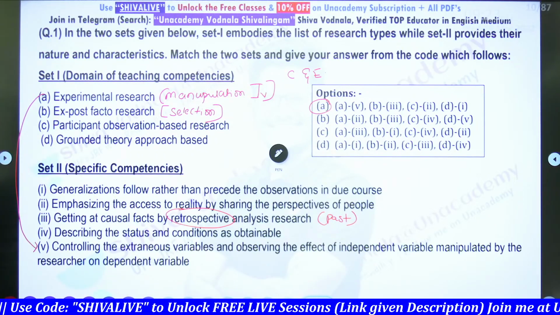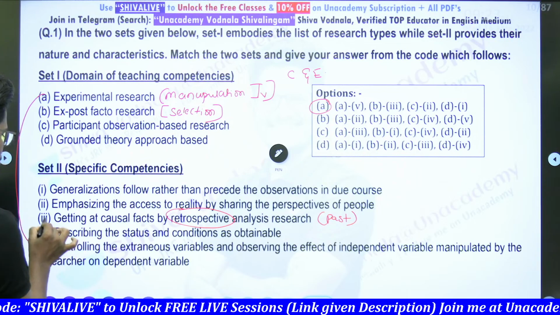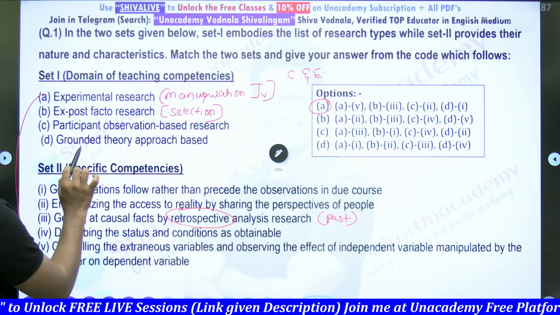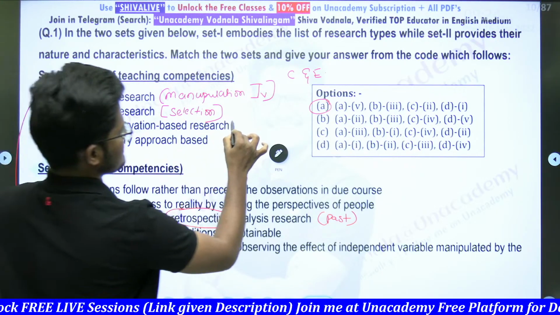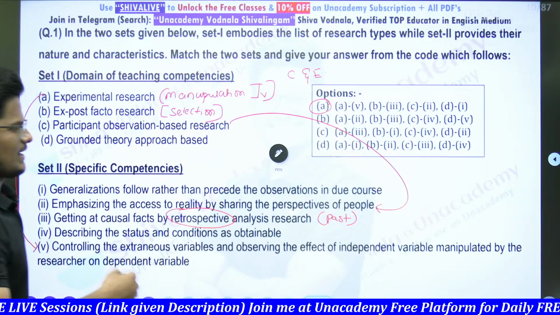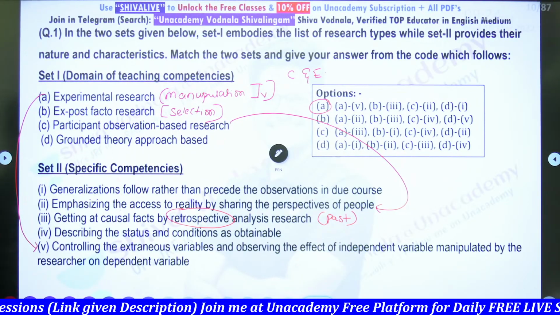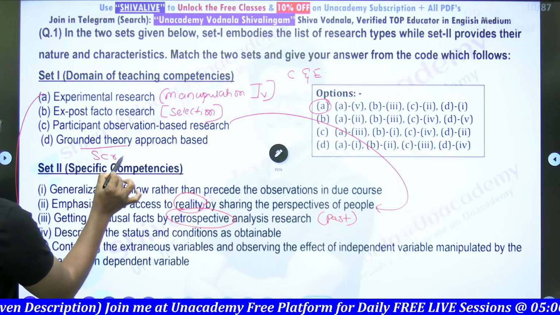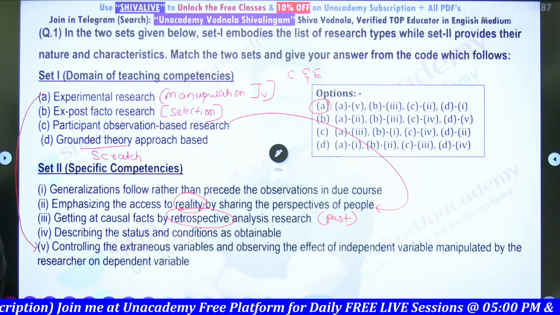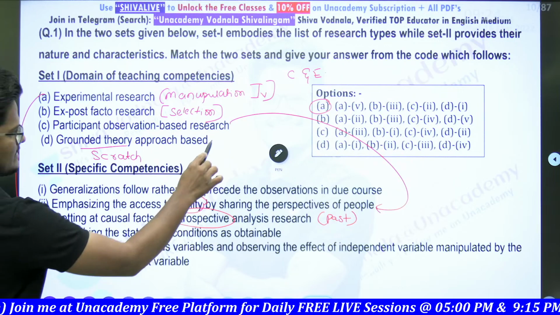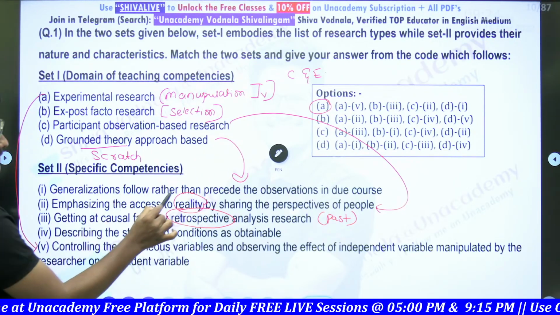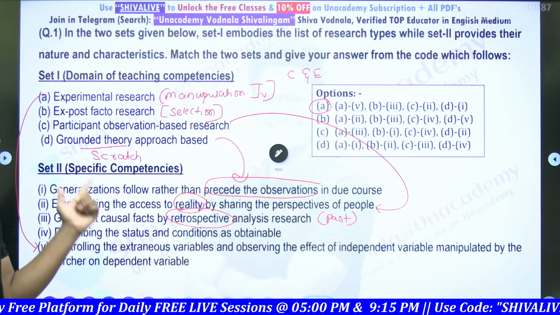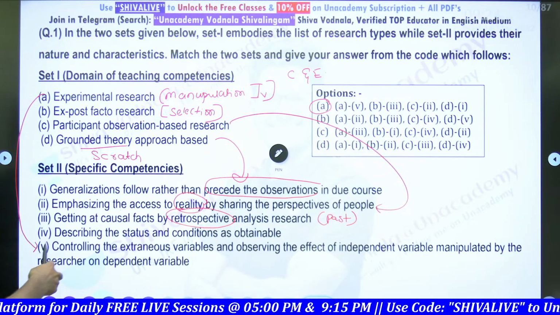So participant observation based research, C is given as 2, that is emphasizing access to reality by sharing the perspective of the people. Actually this participant is directly involved. We are directly interacting with the people, and by observing we are getting data. So that realistic data we are going to get. Grounded 3 is nothing but from the scratch. From zero we are starting. We are building up a new concept, that is given as 1. So generalization follows rather than preceding observation. There is no past data, nothing will be there. We are creating everything from the scratch or from the beginning.